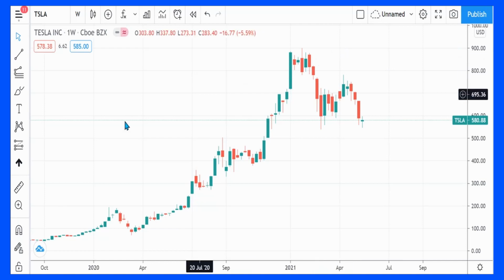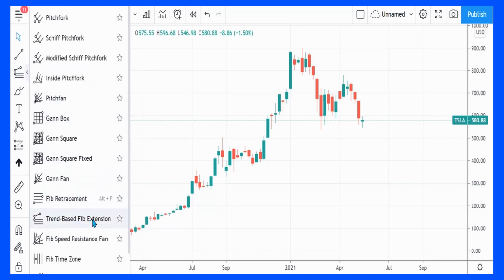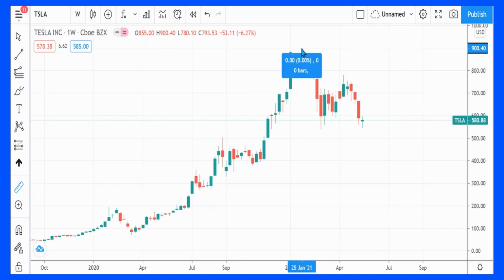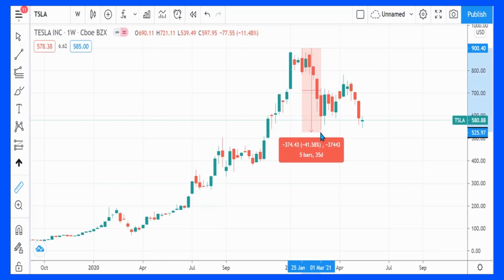To do that, I need to introduce the two tools we need to use. One is the ruler here, and the other is this particular tool, which is called the trend-based Fibonacci extension. We're going to use these two tools to help us do this analysis. First we'll use the ruler tool. We take the high here, and we move it all the way to the low here.